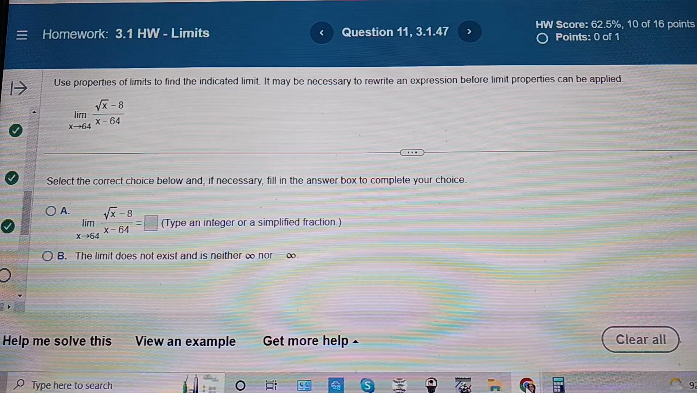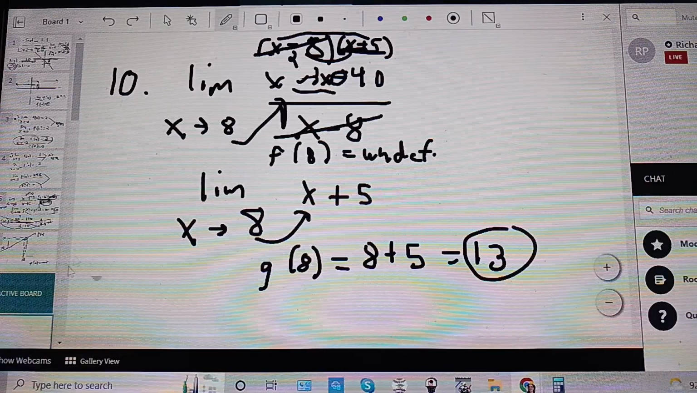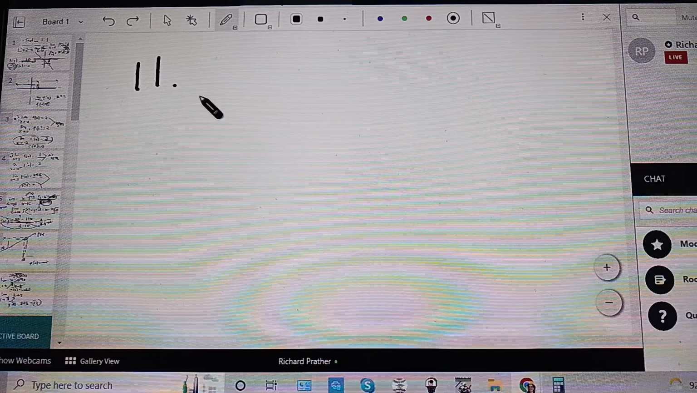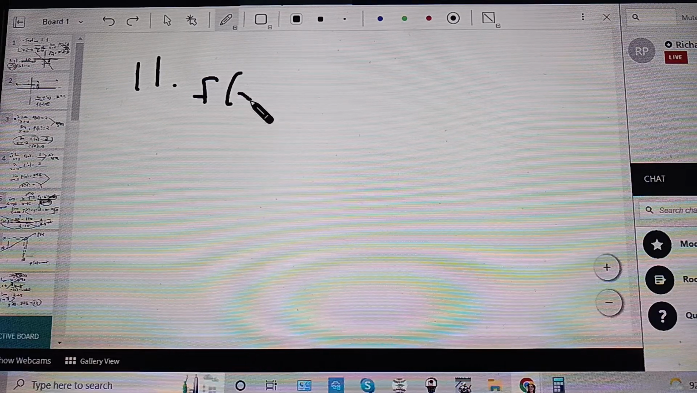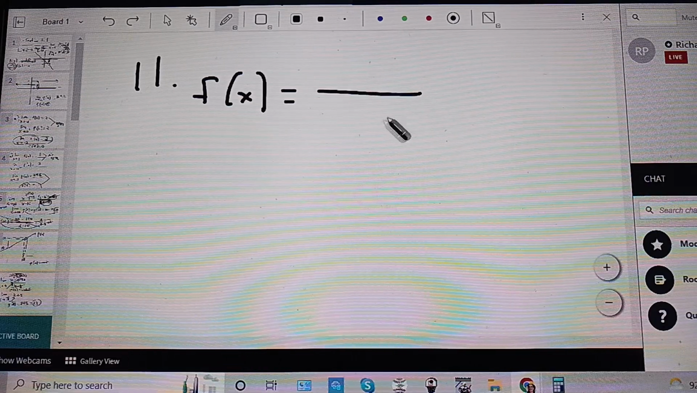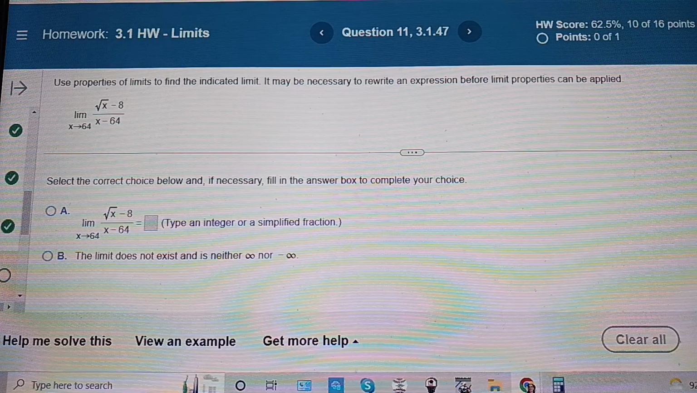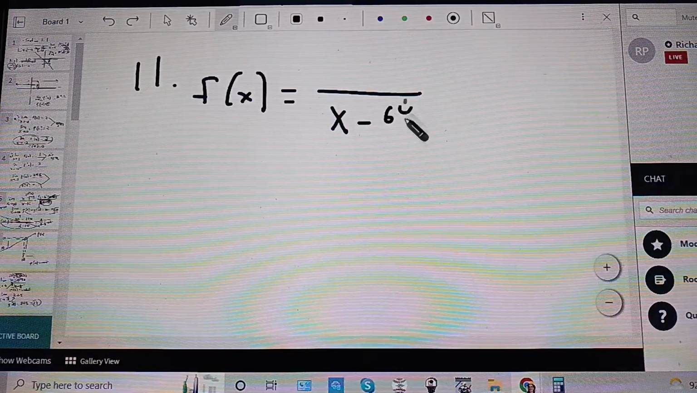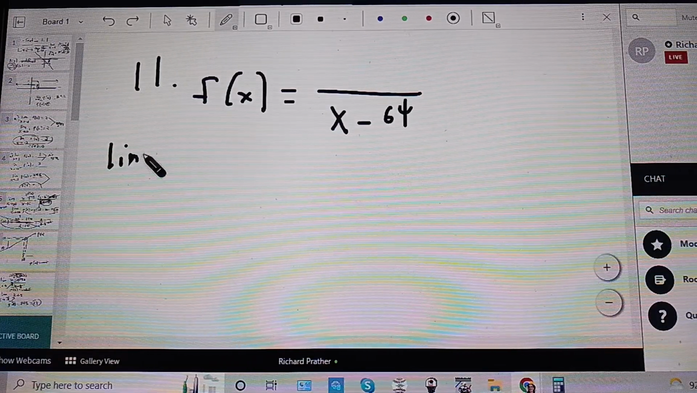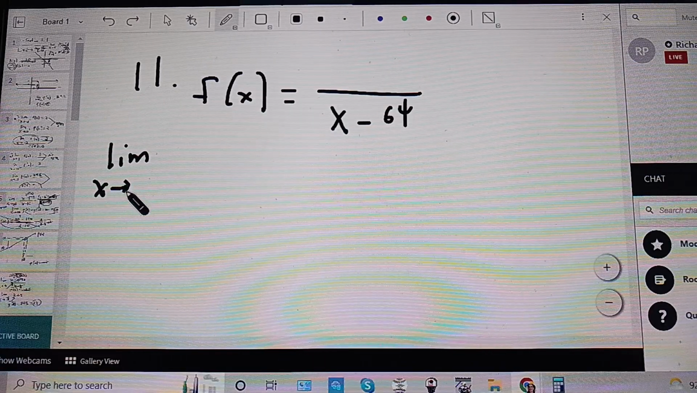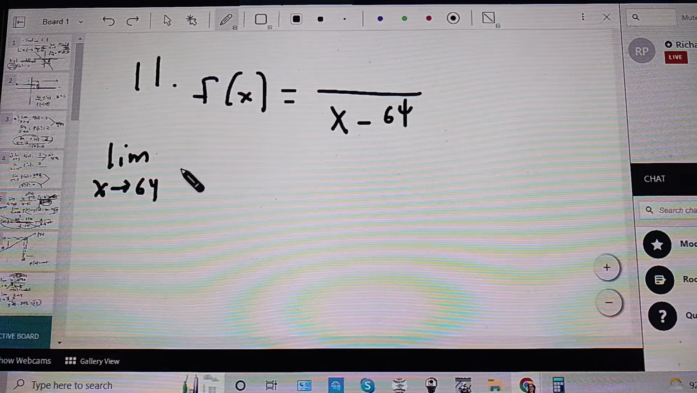Okay, here's a good one. Number 11, we got 16 problems, so we got 10 down, 6 to go. The original function has an x minus 64, or was it 8 in the bottom? 64. And you're trying to do the limit as x approaches 64 of the function.